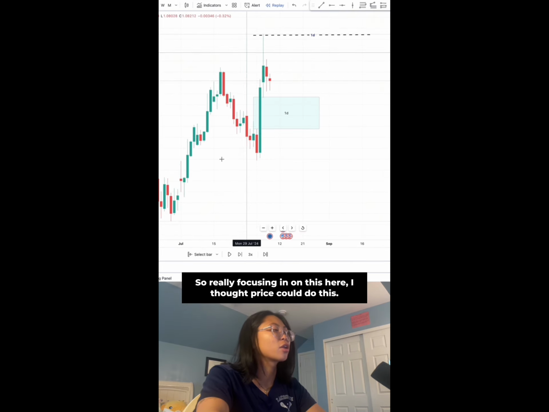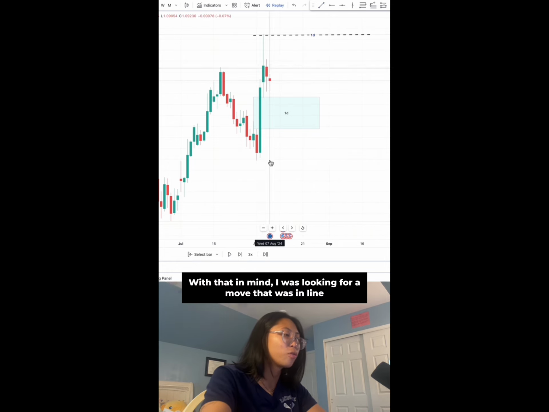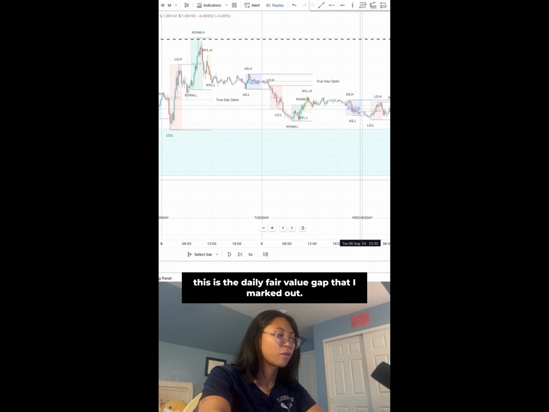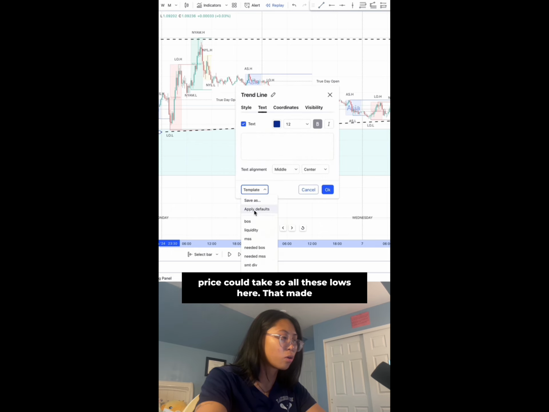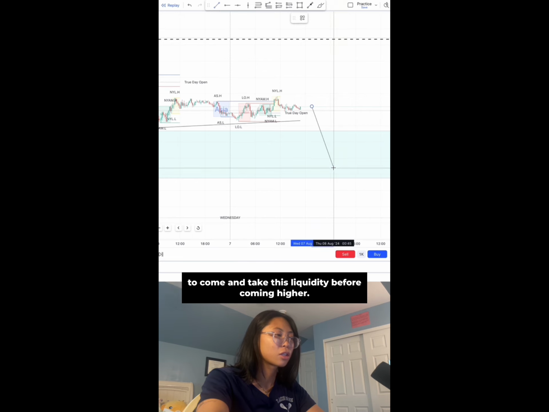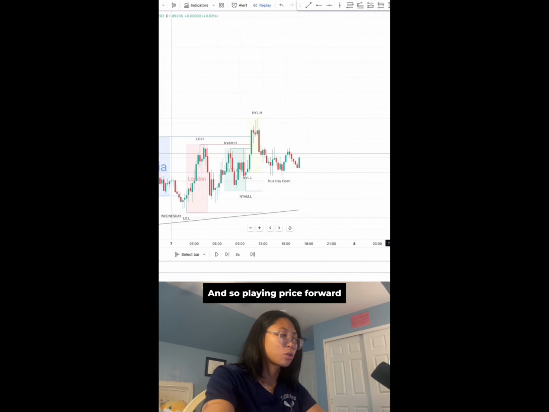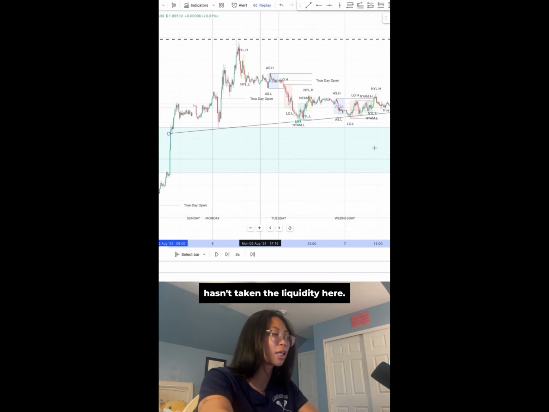So really focusing in on this here, I thought price would do this. With that in mind, I was looking for a move that was in line with that narrative. Dropping to the 15-minute and zooming out, this is the daily fair value gap that I marked out. Just looking, I did see a lot of liquidity that price could take. So all these lows here made me more confident that price was probably going to come and take this liquidity before coming higher. And so I was waiting for some type of move like that. And so the price forward. Okay, so this is pretty much what I saw when my session started, and zooming out, we see that price still hasn't taken the liquidity here.